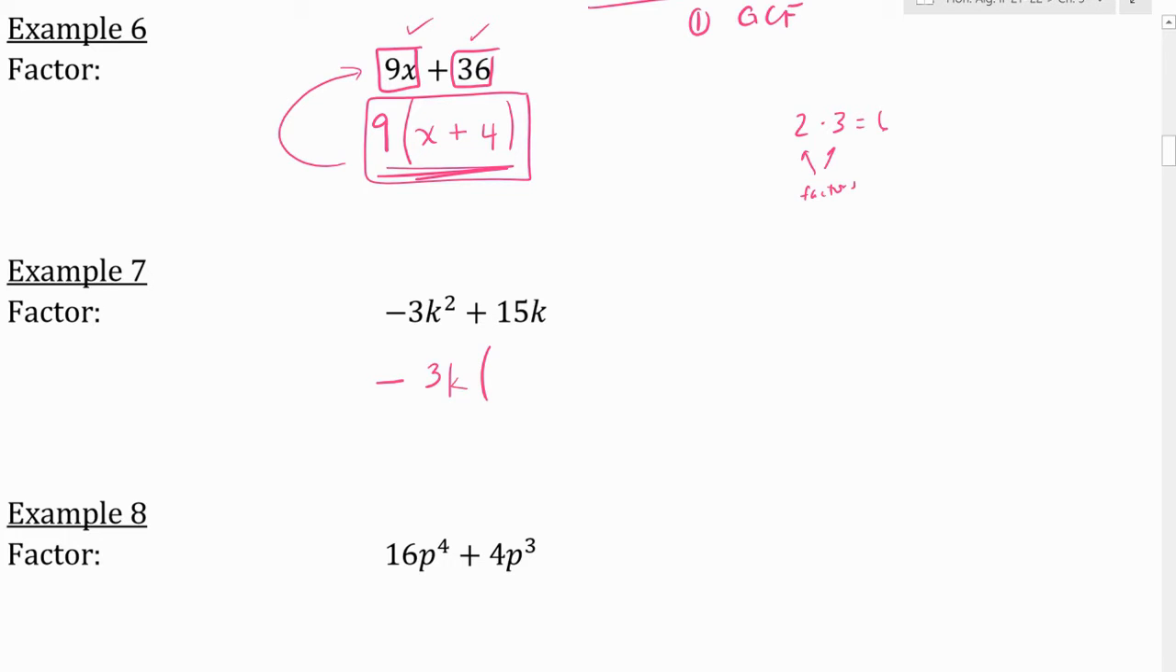So I'm going to factor out a negative 3K, which will leave just 1K here. Now, because I factored out a negative, I'd have to have a negative here. It's a positive divided by a negative, so negative times negative gets me the positive. And then I took the K, 15 divided by 3, it's 5. And you can check. There's negative 3K squared plus 15K.